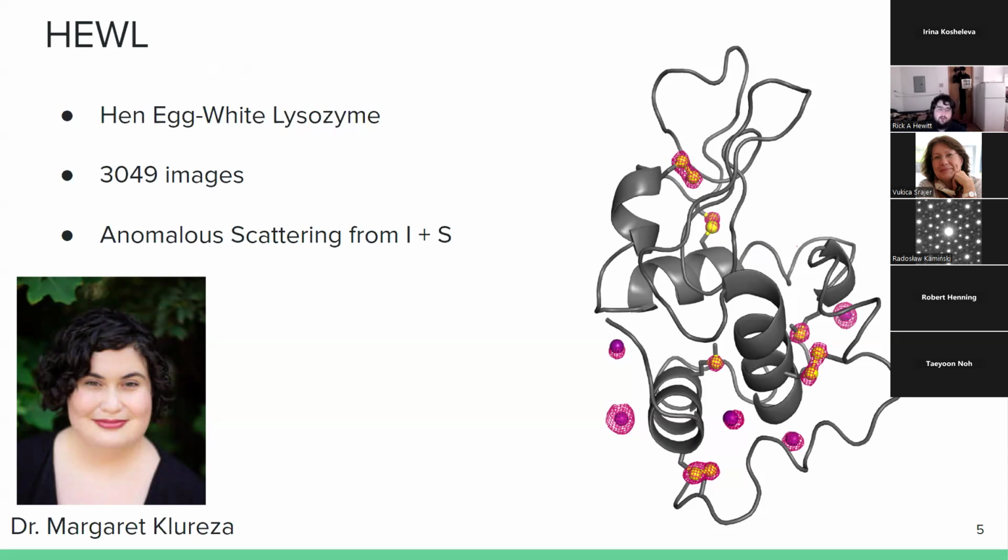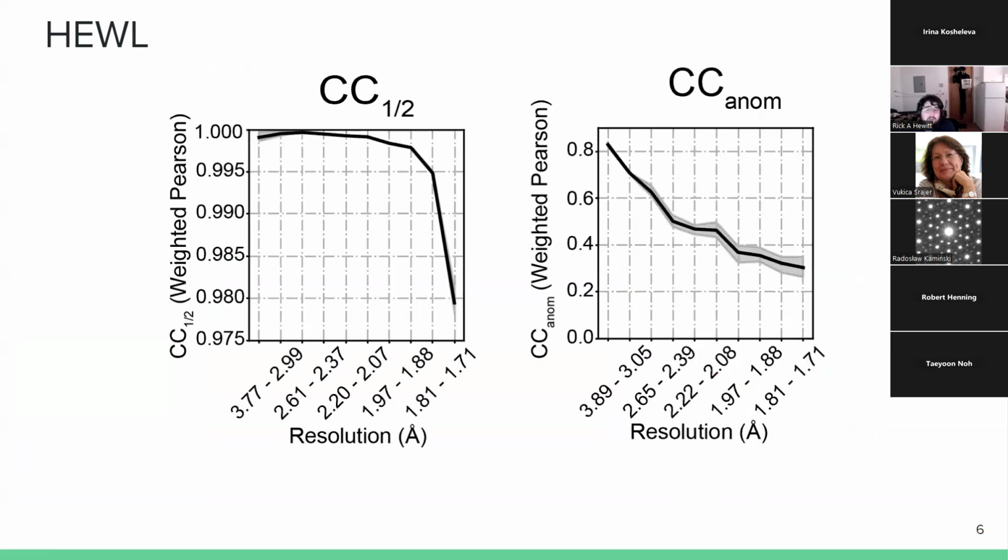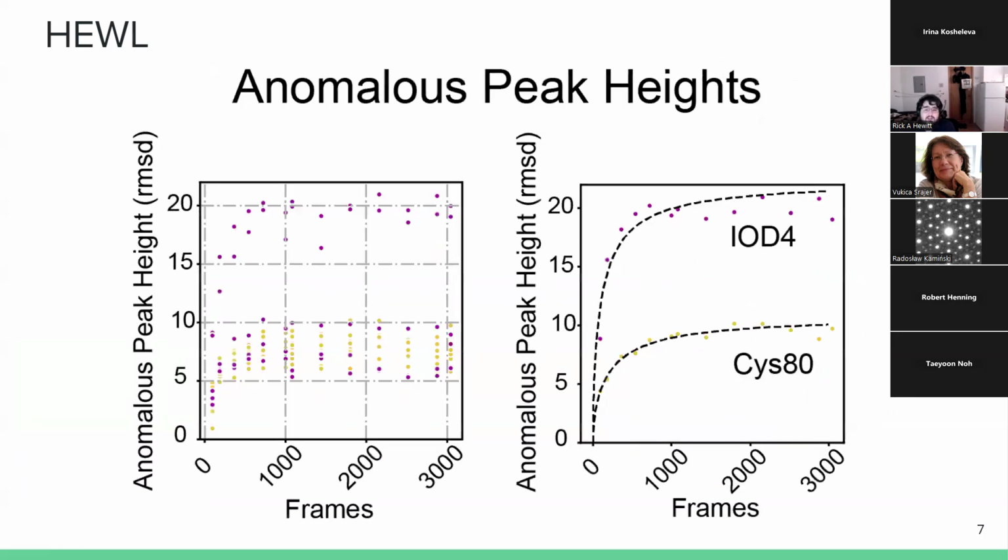But first, here is this hen egg white lysozyme. This is a relatively large data set, about 3,049 images. In particular, what we're interested in from this data set is anomalous scattering from the iodine and sulfur atoms that are in here. And we get pretty good results. These are the CC half values and the CC anomalous values we get in the data set. Pretty decent. Looking specifically at anomalous peak heights, we can extract them successfully from the data set using Laue-DIALS processing in conjunction with Careless and Phoenix.